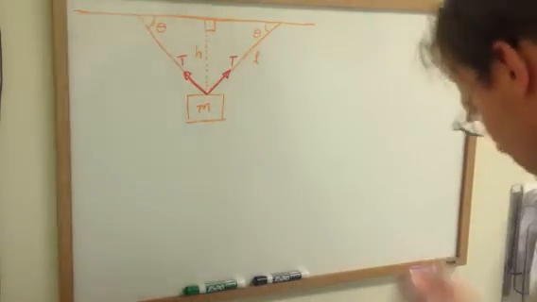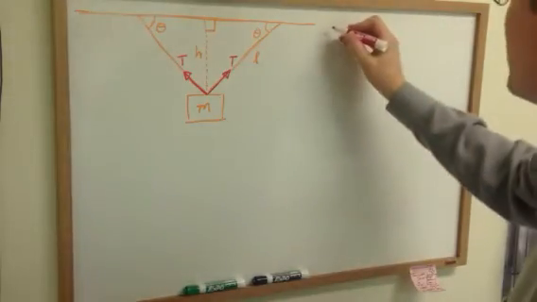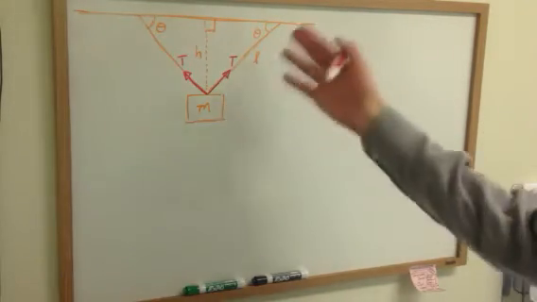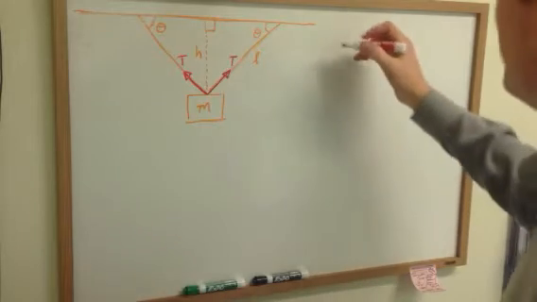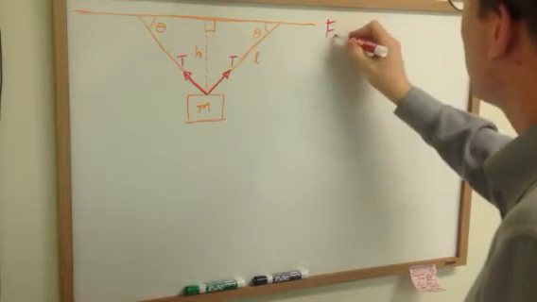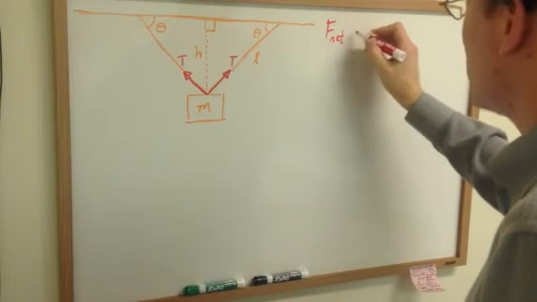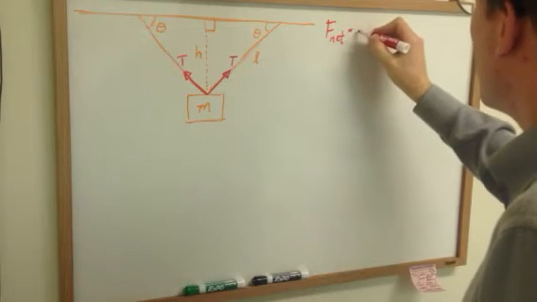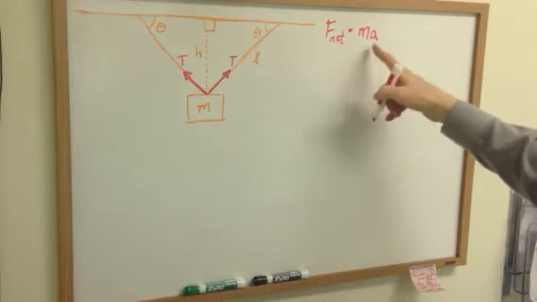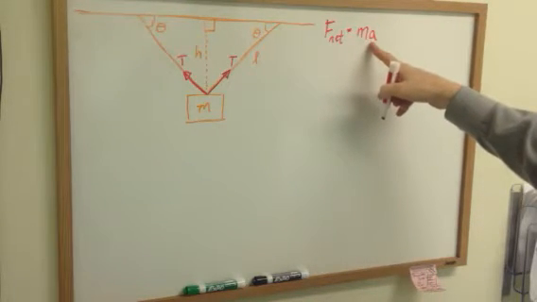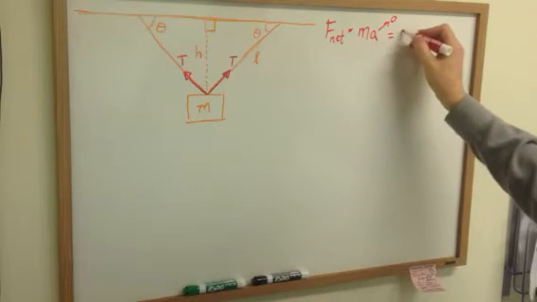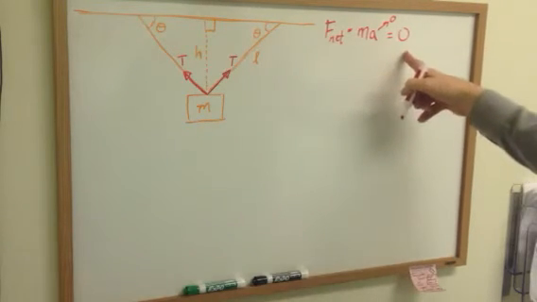Now, one special thing about this object is that it's stationary. It's not dropping, it's not swinging, it's not falling, it's not rising up. And that important fact tells us that if it's not accelerating, then F equals ma is always true, but if acceleration is 0, because it's not accelerating, then what that means is the net force is 0.